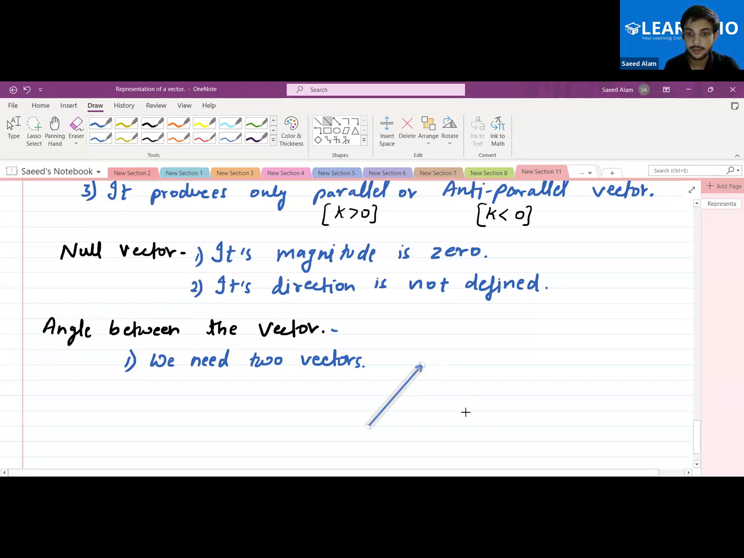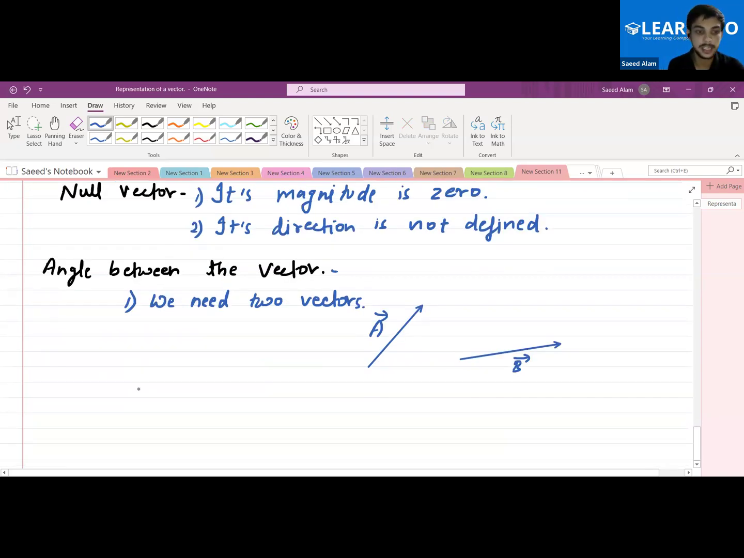Let's say that we have two random vectors. I don't know what these are. Somebody came and gave me that this is vector A and this is vector B, and said to find the angle between A and B. Somebody said to go and find the angle between the vectors. So whatever we discussed here, we'll do the same thing here.